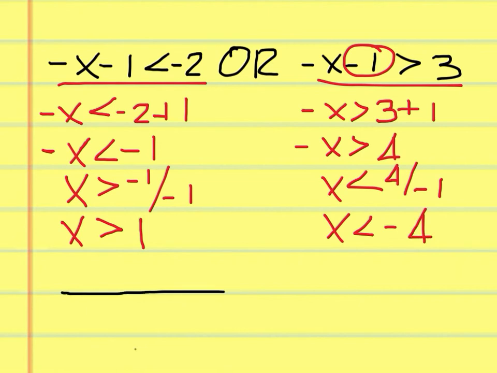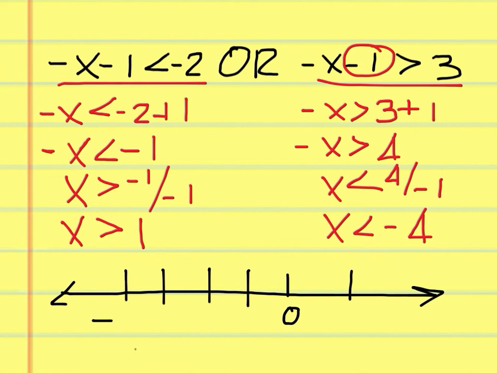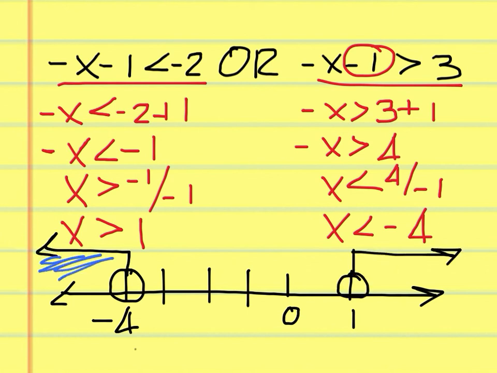So here is the number line. We need a 1 and a negative 4. So we'll put the 0 here. There's a 1, negative 1, negative 2, negative 3, negative 4. Open dot this way, open dot this way, and the shaded regions represent the solution to the inequality.